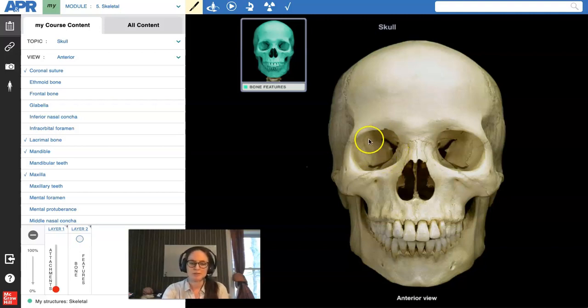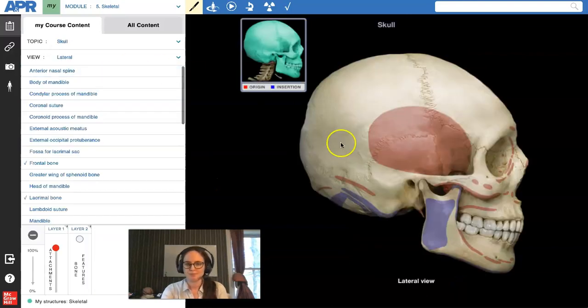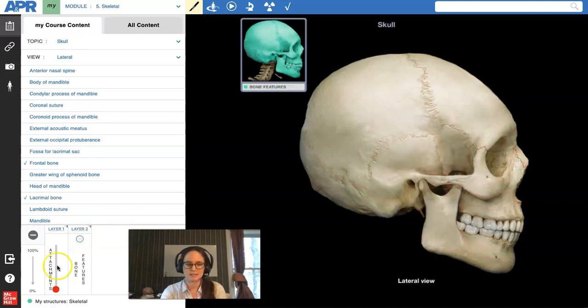There's several different bones that comprise the orbit. We can see a little bit of parietal here, a little bit of temporal here, and the mandible here as well. Now I'll go ahead and show you the lateral view. Here's the temporal bone. I'm going to get rid of these attachment sites because you may not necessarily have those visual reference points when you're being tested on it.